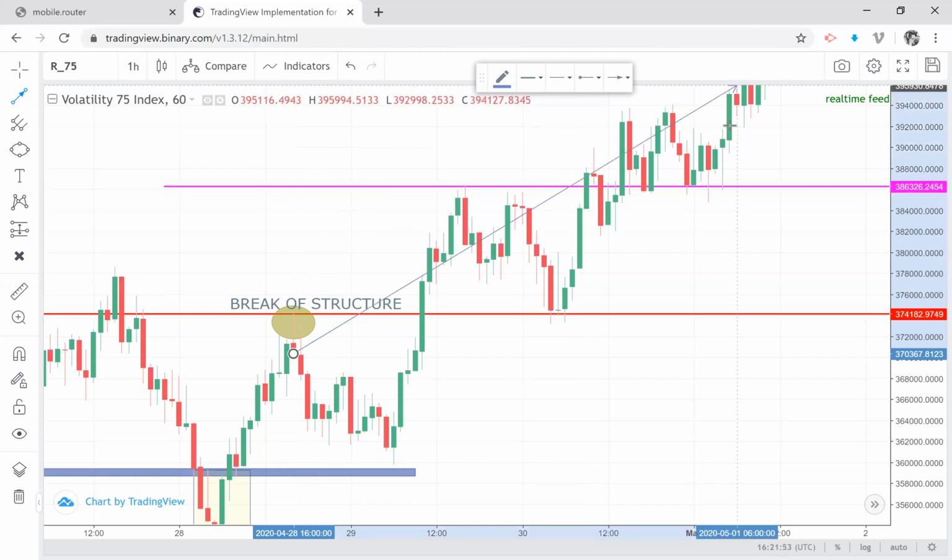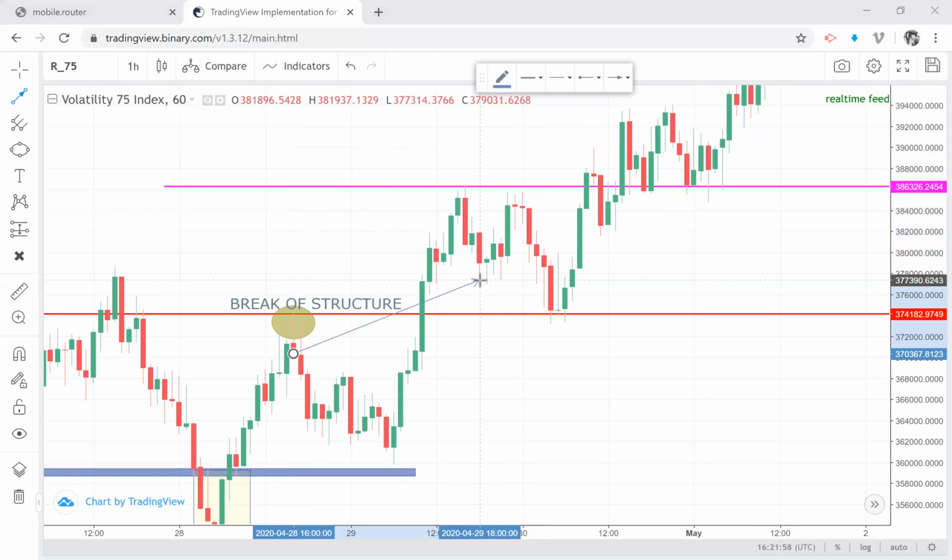So this is just on the daily level. This is what happens on the daily level. I'm going to show you your entries now. Right, but for me, I entered right at this point.